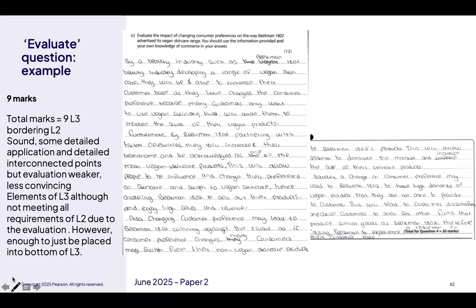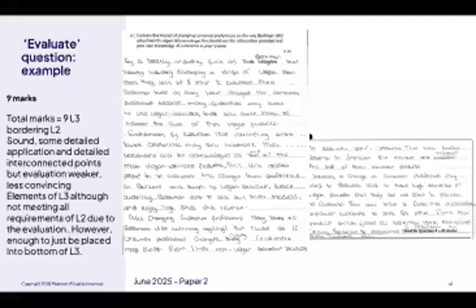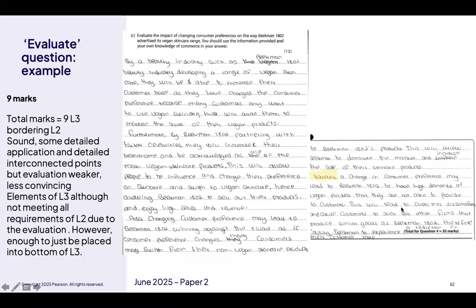Where it was less strong, perhaps. Now, do notice that the candidate does, and I'll highlight this, they do provide a conclusion. Well, they do get onto offering some balance, and here's a good way of showing balance. However, a change in consumer preference may lead to Beekman to have a high demand for vegan products that they are not able to provide. This is less strong. The candidate is providing some balance here, but this is certainly less strong than what we've had before. Could lead to customer dissatisfaction, we're told.